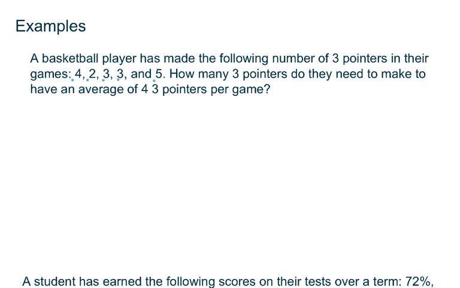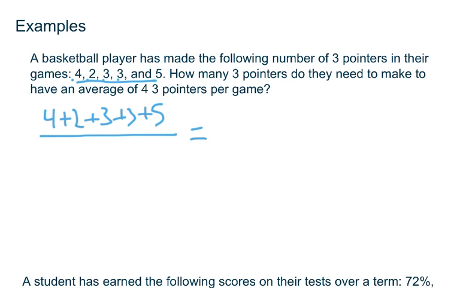Okay, so what we're going to do is take this data that we're given and start writing it out. 4 plus 2 plus 3 plus 3 plus 5, divided by, is equal to, and the goal here is to get 4. So we want an average of 4.